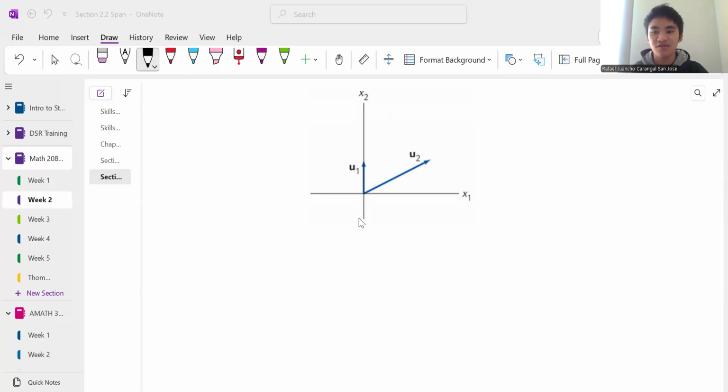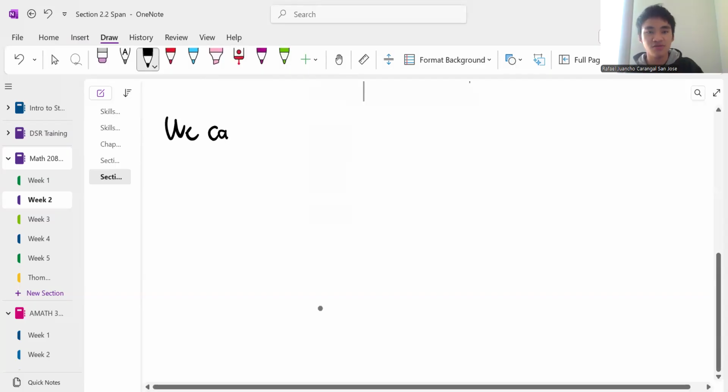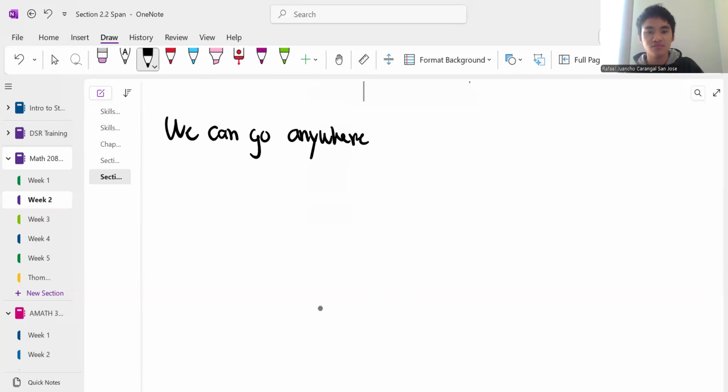For instance, we can go to 2, 3. What does that mean? We can first traverse to 2 u sub 1, and then add it to u sub 2, and then we get to 2, 3. All I'm saying is that we can go anywhere in R2.